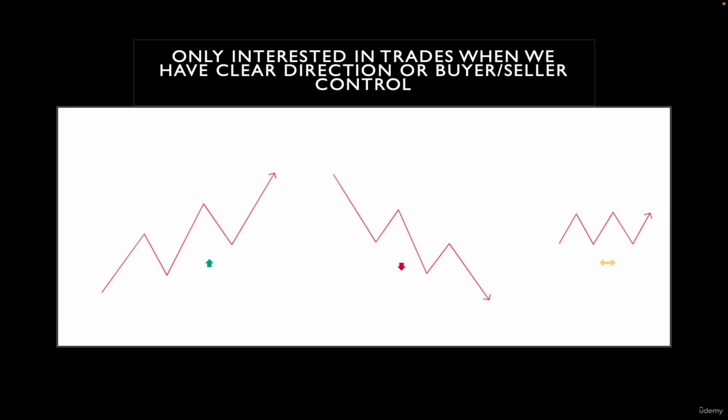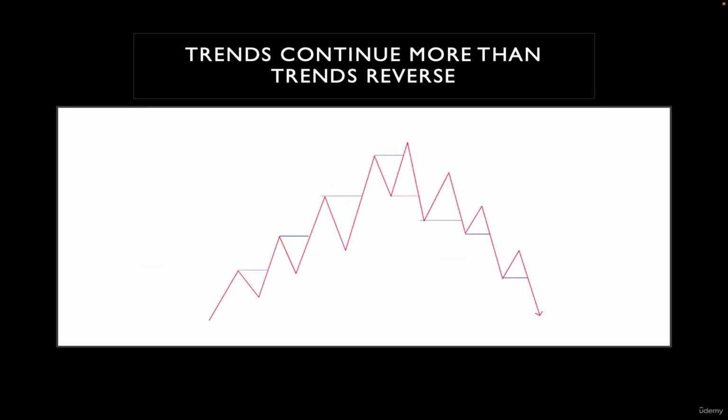Now, in its simplest form, markets can move in one of three directions: upwards and be bullish, downwards and be bearish, or sideways. We are only interested in taking trades when we've got clear direction or clear control of price by buyers or sellers. Let me just touch on the logic of why this is a trend following strategy rather than a reversal strategy, and why trend following strategies put probability in our favour. And that's simply because trends continue more than trends reverse.